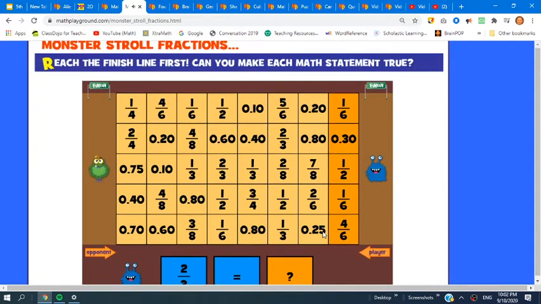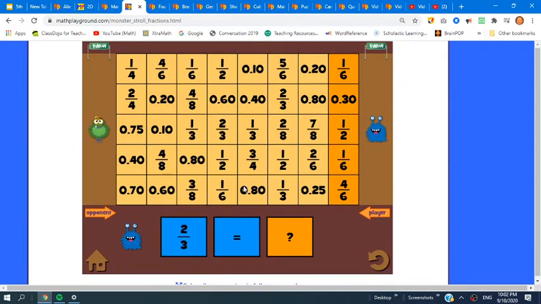Okay, now, it says reach the finish line first. Can you make each math statement true? All right, 2/3 equals blank. Which decimal equals 2/3? Well, I know 2/3 is the same thing as 0.66. So, where is my answer?